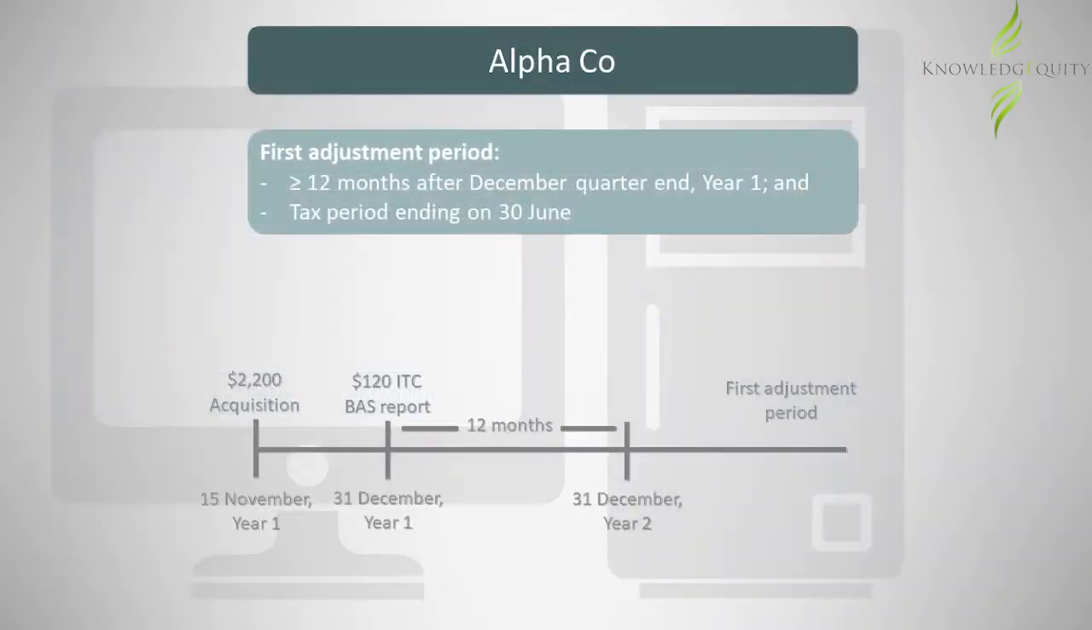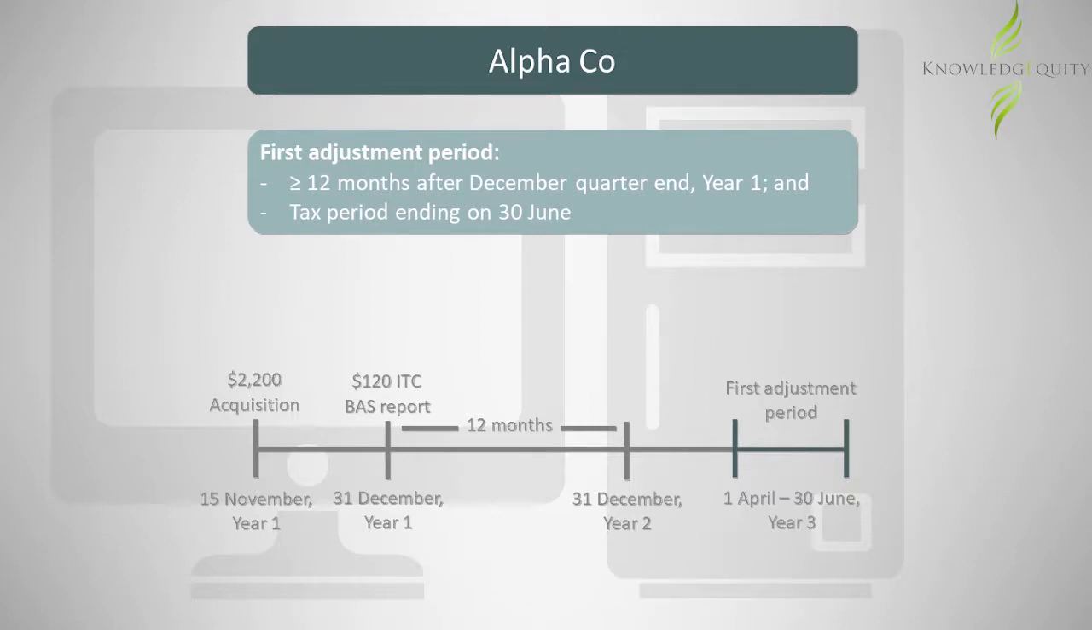The first adjustment period for Alpha's computer starts at least 12 months after the end of this quarter, being 31 December in Year 2. However, the first adjustment period is the tax period ending on 30 June. This reflects the June quarter GST period for Year 3, which starts on 1 April in Year 3 and ends on 30 June in Year 3.